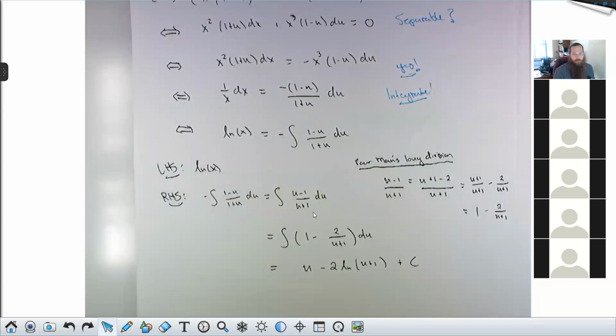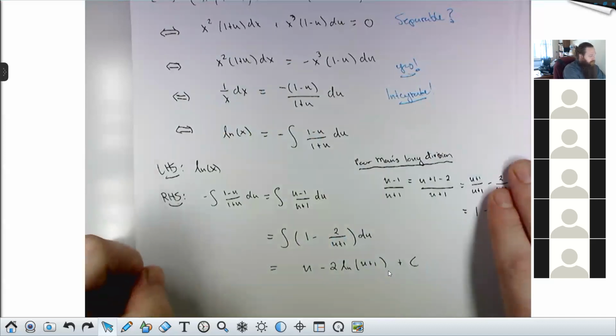So that's the integral on the left and right managed. The integral on the left was just the natural log. I didn't even bother writing the integral. We all know that one. The integral on the right required a little long division, and then if you like, a tiny little substitution for this.